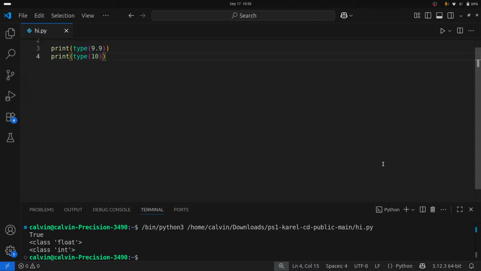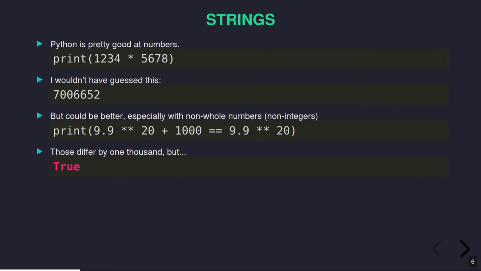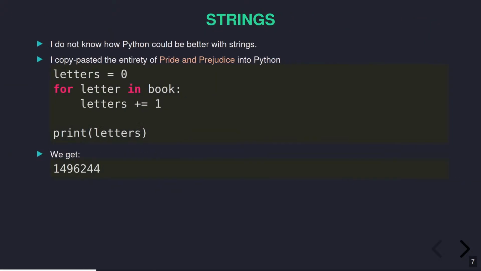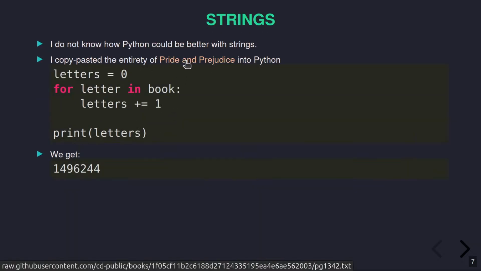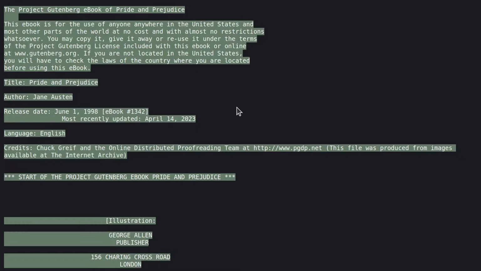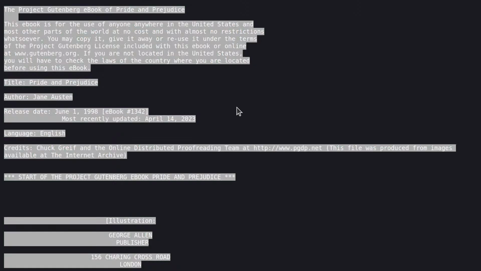Okay, so I think that's bad. Python's pretty good at strings, and I know you don't believe me. So I took your favorite string, which is of course the Project Gutenberg ebook of Pride and Prejudice, right? And there is one other book that's allowed to be your favorite. What is it? The Odyssey? No, it's Frankenstein. The Odyssey uses a different alphabet. It might break my Python.